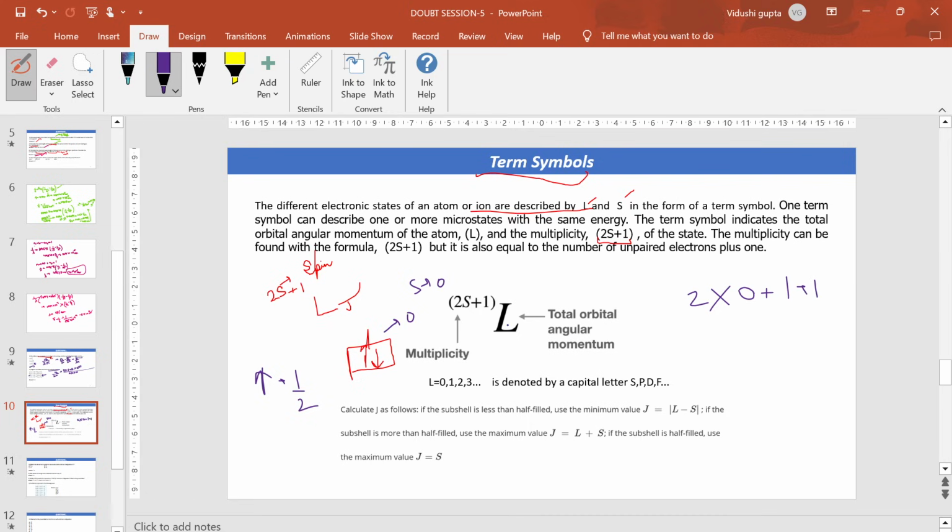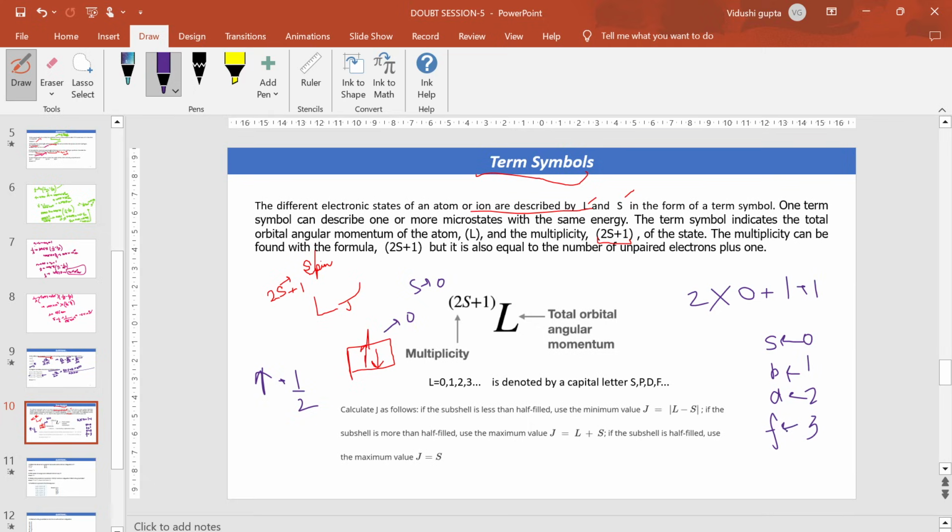Also, how can you know about the total orbital angular momentum? Just remember S, P, D, F. If your value of L is 0, 1, 2, 3: for 0, it will be S. For 1, it will be P. For 2, it will be D. And for 3, it will be F.